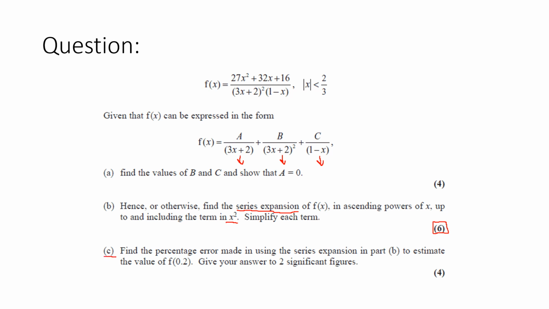Part C is where things get very interesting, and they ask us to find the percentage error of this value, f of 0.2. So what that probably means is we want to compare the actual value to the approximate value we get from the expansion. As mentioned at the start of the video, we're going to go through this question in a separate video. Good luck in the meantime.